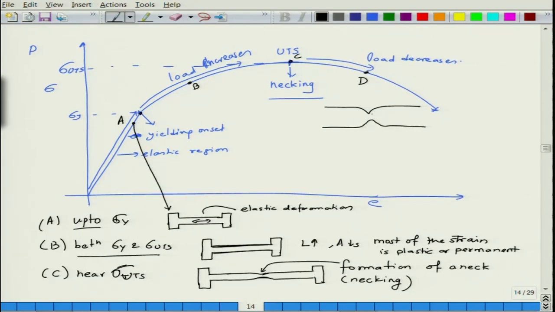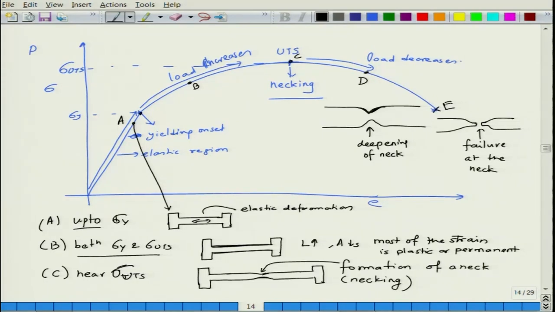So we can say it is a sharpening of the neck, so like this, and then at this point, finally E point, essentially the material fails like this. Failure at the neck.